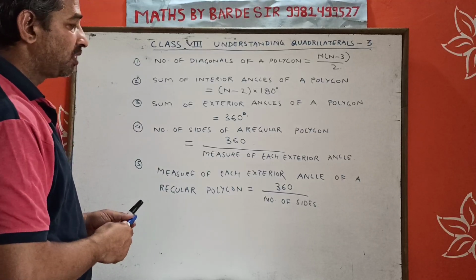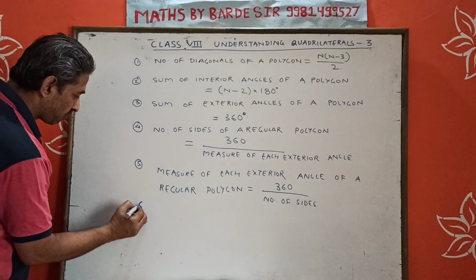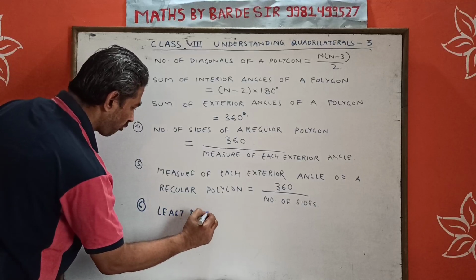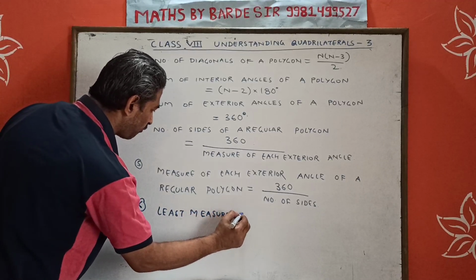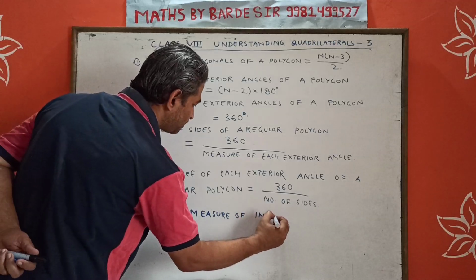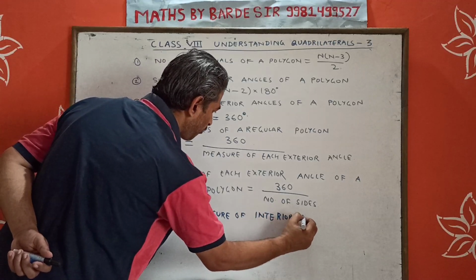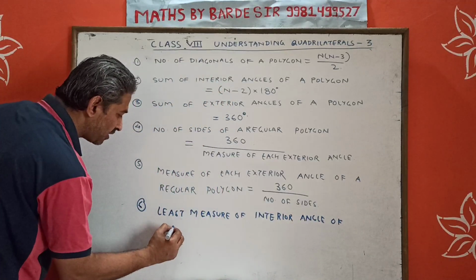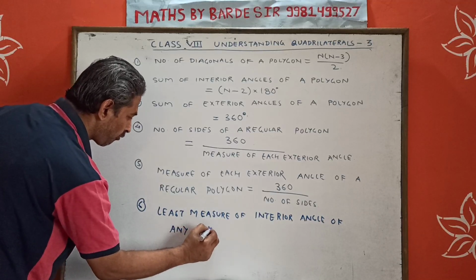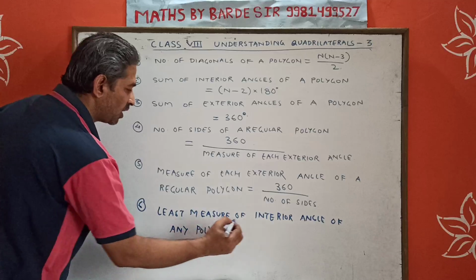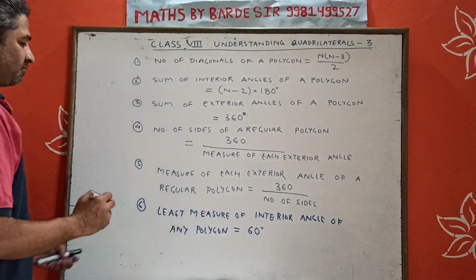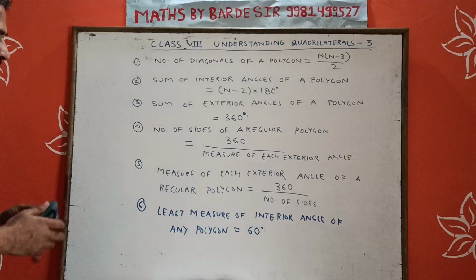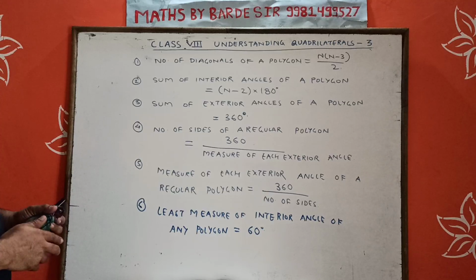In the last class, we also discussed that the least measure of any interior angle of a regular polygon is 60 degrees. Least measure of interior angle of any polygon is equal to 60 degrees. Okay? Note down, students.